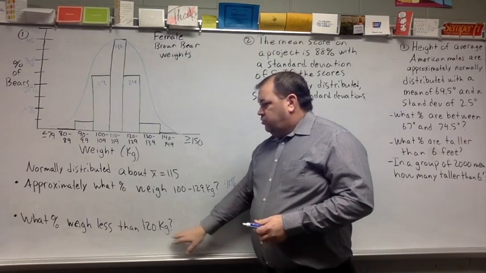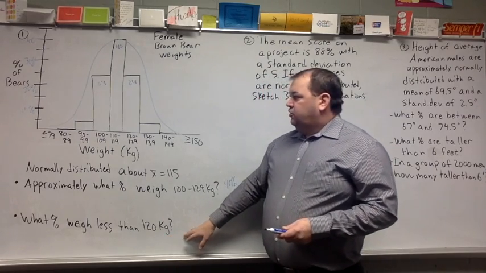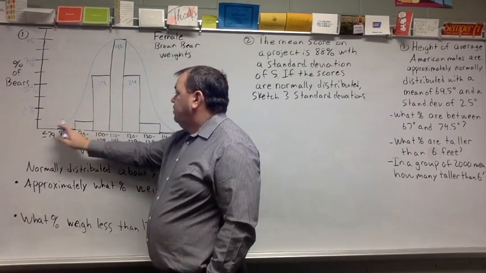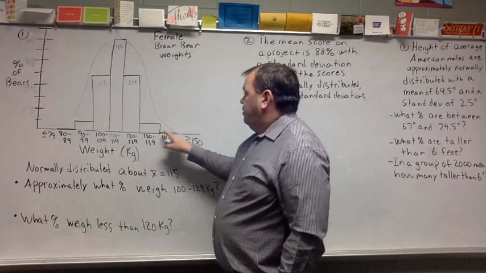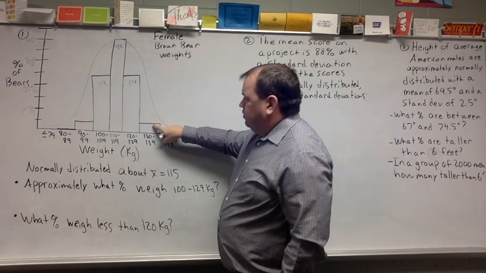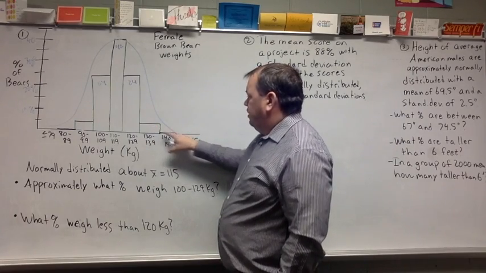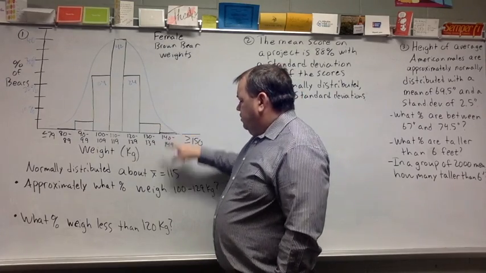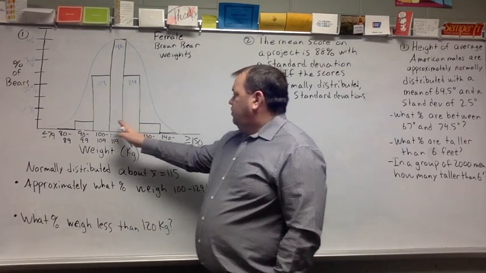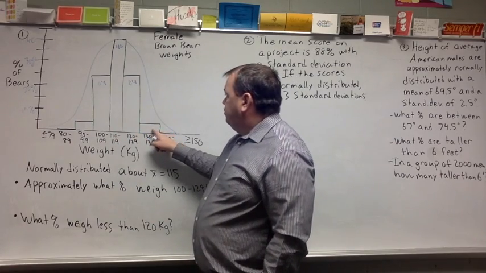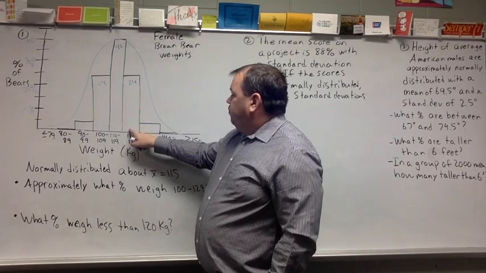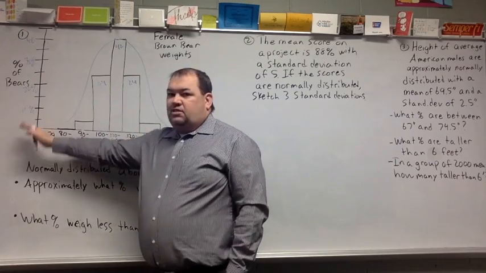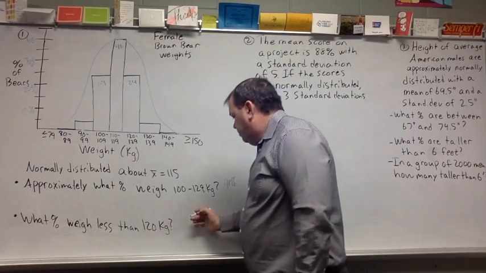The next question they asked was what percentage weigh less than 120? So we're right here. Now instead of adding these up, I'm going to actually add up these two. These are very small. This looks like 5%. This one's really short. That's about 6% altogether. So if I want to go less than that 120, I've got 6% here. I've got another 24% here. So that's 30% on this side. So that side must be about 70%.